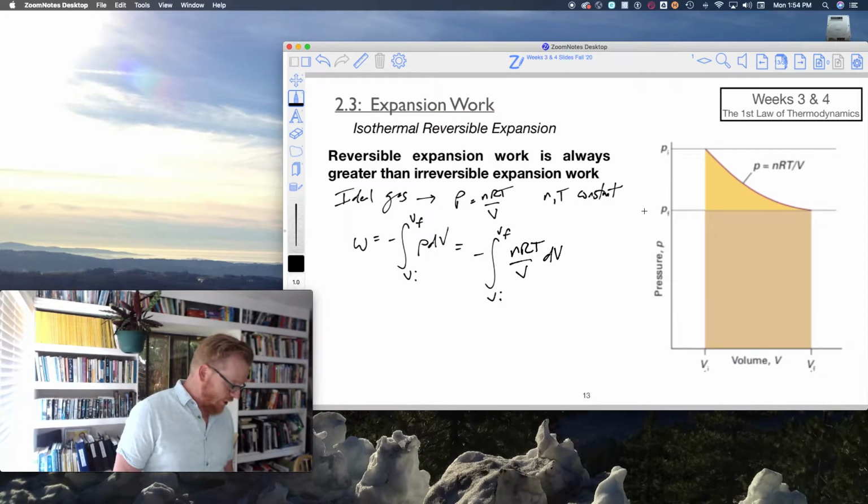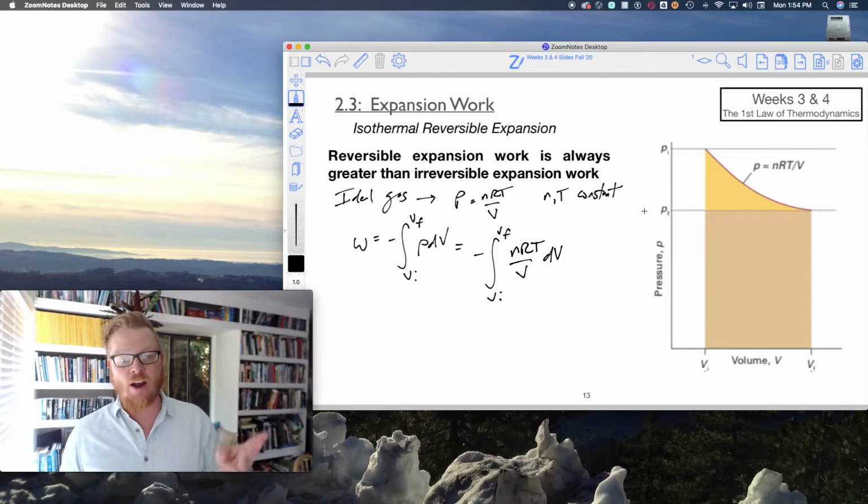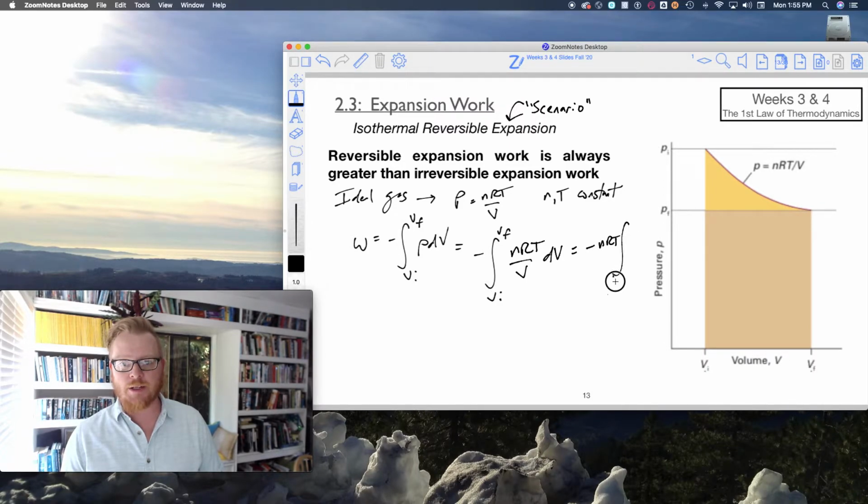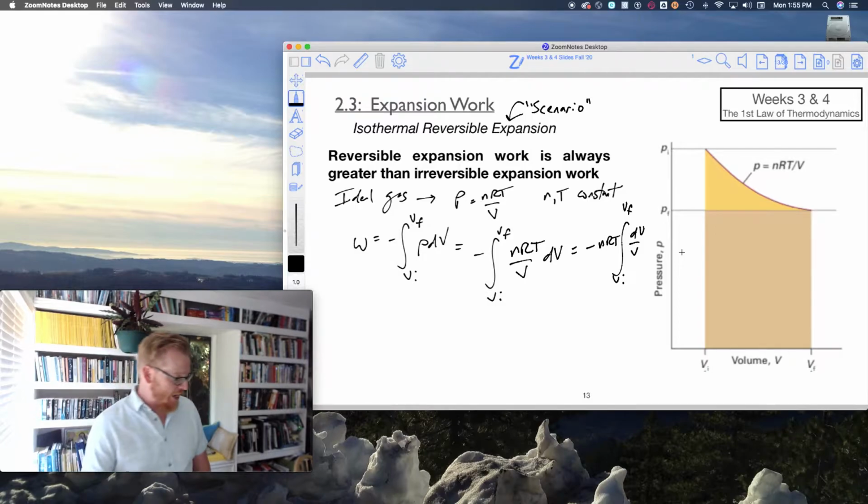Where now we should recognize that n, R, and T are all constants. Because for one, this is another one of these scenarios that I want you to be familiar with, isothermal reversible expansion. In this scenario, n and T are constant. So that means my integration is pretty straightforward. Negative nRT just times the integral dV over V.